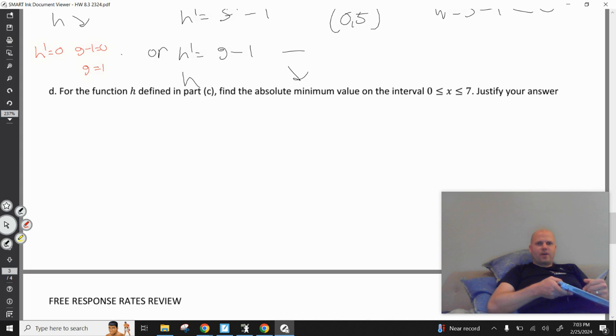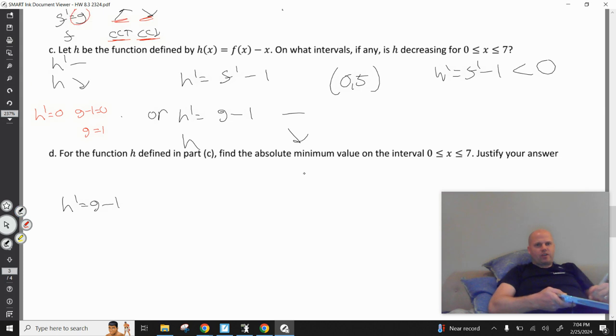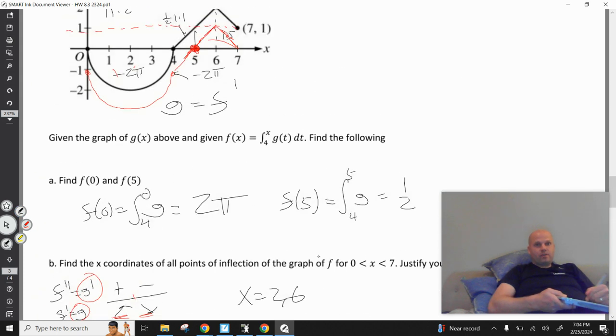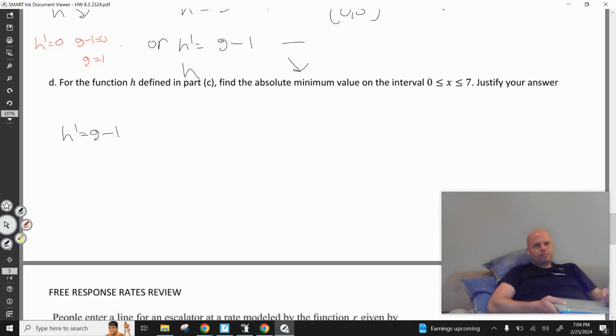For the function h, part c: find the absolute minimum. Okay, so there's one answer. H prime, which equals g minus 1, if I still have the graph, is negative until 5, then positive from 5 to 7. H prime is negative from 0 to 5. H prime is positive from 5 to 7.